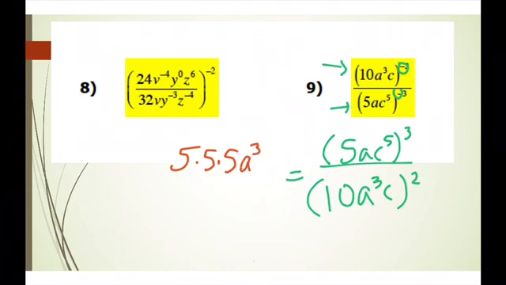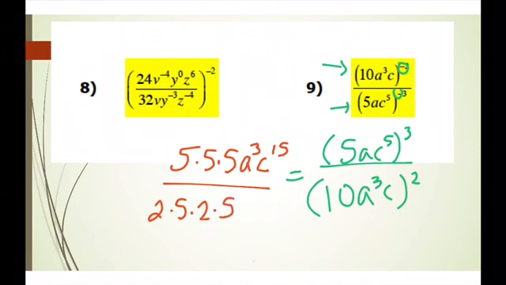And then a to the 3rd, and then c to the 5th, c to the 5th, c to the 5th, is c to the 15th, over, and then I've got 10 times 10. So what I'm going to do is write 10 times 10, and you can maybe see why I'm doing it that way now. A to the 3rd times a to the 3rd, and then c to the 2nd. Okay, so now I can cancel some of the 5s.